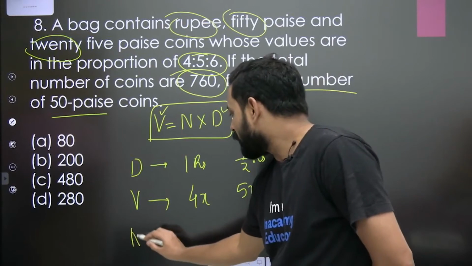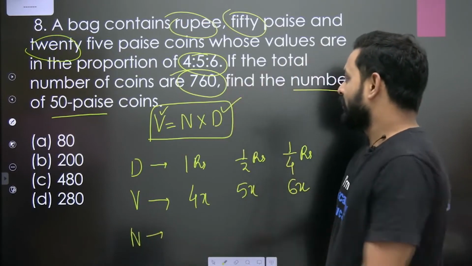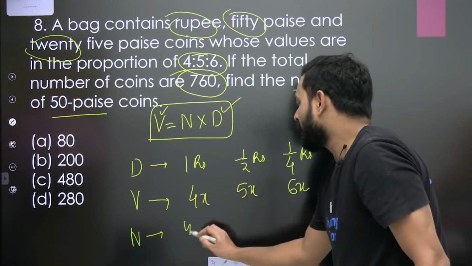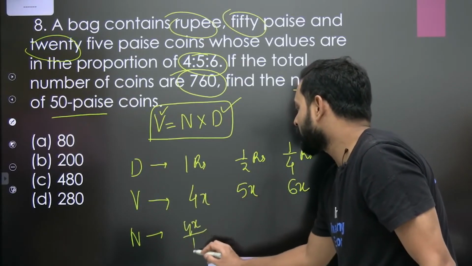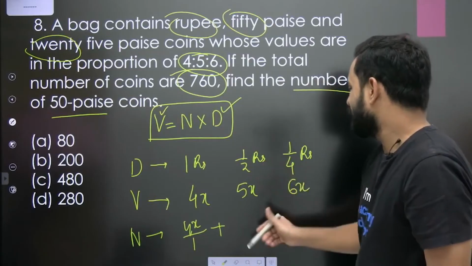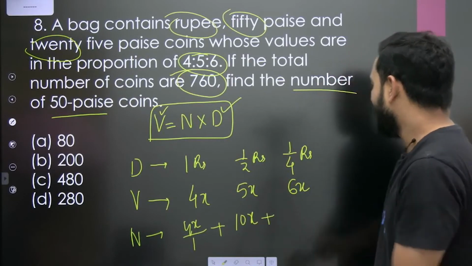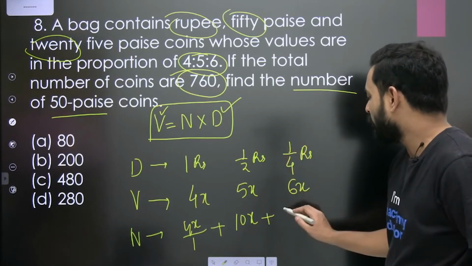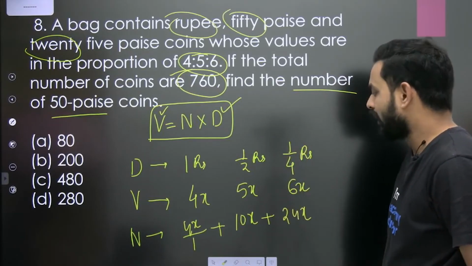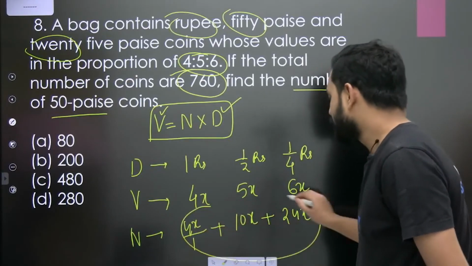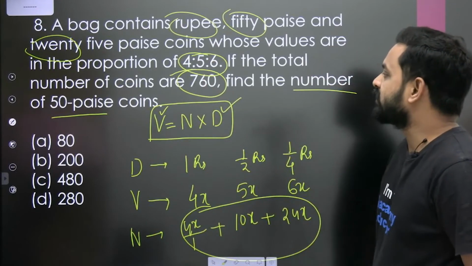Now the number will be what? Number will be value upon denomination. Value is 4x. 4x divided by denomination 1 is 4x, plus 5x divided by half, that is 10x, right? And 6x by 1/4, that is 24x. I hope this is clear. 4x plus 10x plus 24x, this is the total number, right? Which is equal to 760.